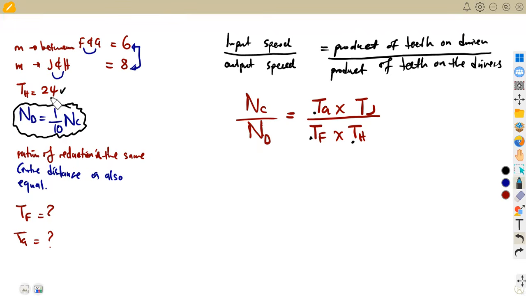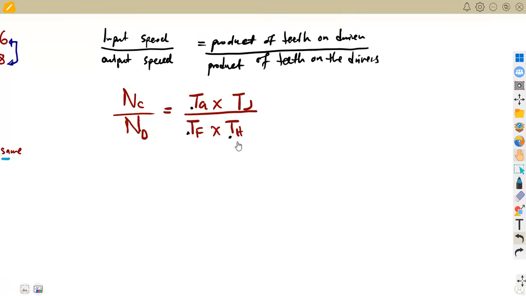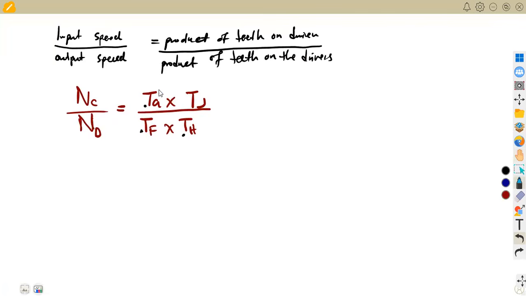We are told that the ratio of reduction is the same. If the ratio of reduction is the same, what does it mean? It means that the ratio of the driven part over the driver part, TG over TF, is going to be equal to TJ over TH. We are going to consider the same ratio: TG over TF is going to be equal to TJ over TH.